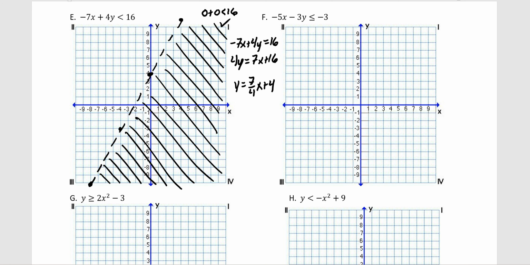So when I look at letter F, I will start by adding 5x to both sides. So I'll have -3y, and I'm going to change mine to an equation, equals 5x minus 3. And then I divide everything by -3. I'll get y equals -5/3 x plus 1. So plus 1 is my y-intercept, and -5/3 means I'll go down 5, right 3, down 5, right 3, up 5, left 3.